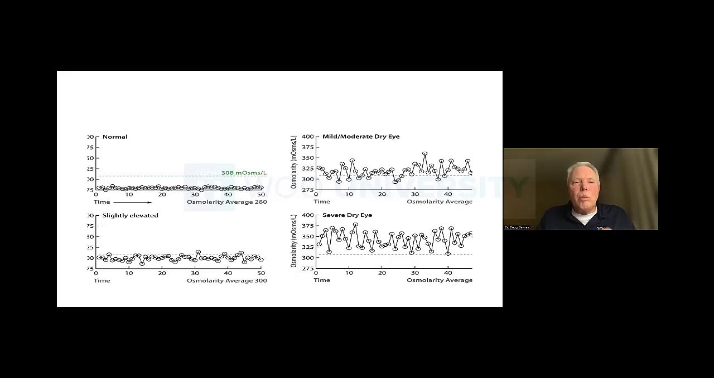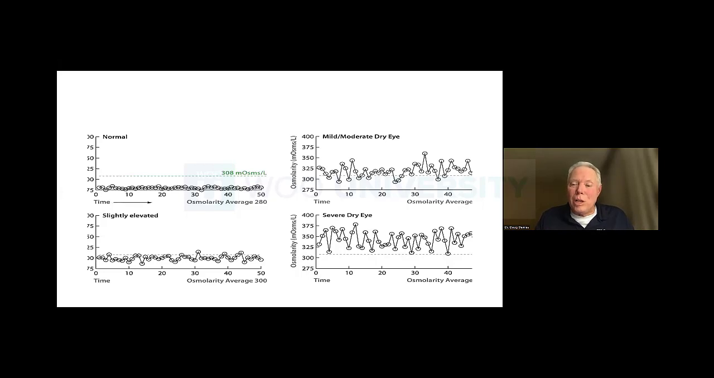So just remember this with osmolarity: you can get a false negative. You can get an artificially low number. You cannot get an artificially high number. If it's high, that osmolarity is high. If it's low, it could be a reflex. And that's why we test both eyes.